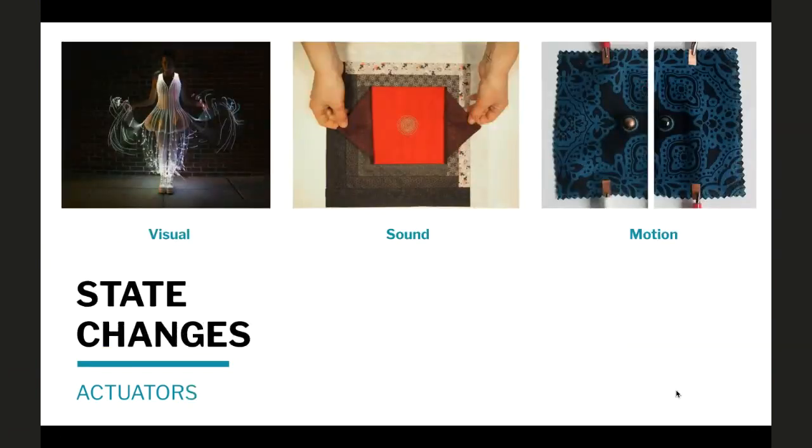So when we talk about actuators, they have different state changes. If you are working with something visual, you may have LEDs or, here in this image, fiber optics that turn on and off. Again, sound, perhaps you have different volumes. You have, again, this binary state of on and off. Same with motion. So actuators will go through state changes based on the input that they're receiving, either through your program or through a sensor or switch.